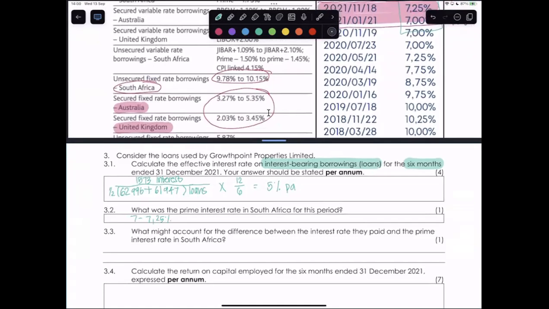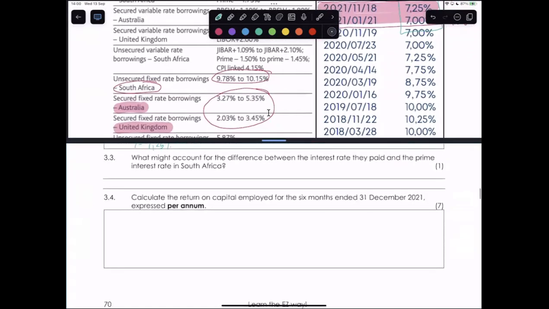What might account for the difference between the interest they paid and the prime interest? Well, there you go. You're starting to see why it's quite nice to think about these things before you actually look at the questions, because we've already got the answer. Quite simply, some of the loans were foreign. They were from Australia or from the UK, where the interest rate is much lower.